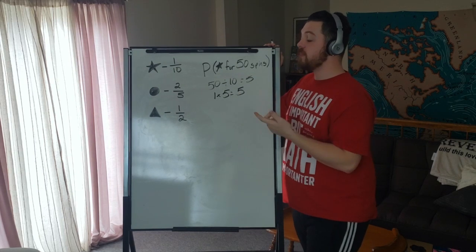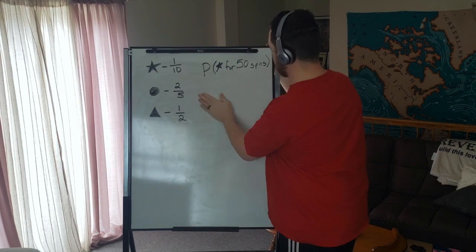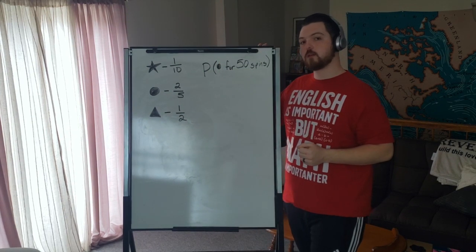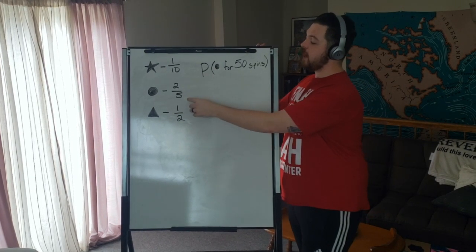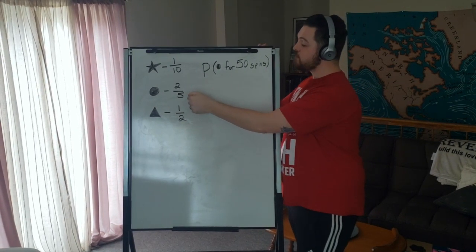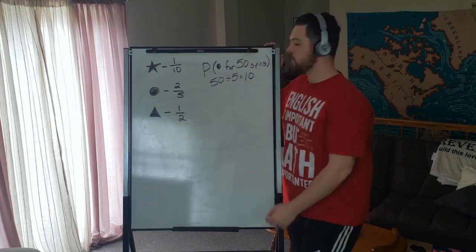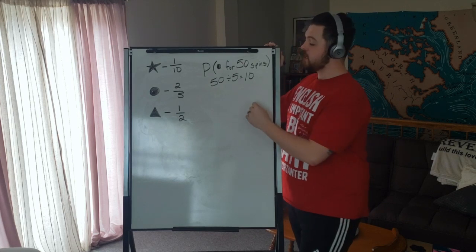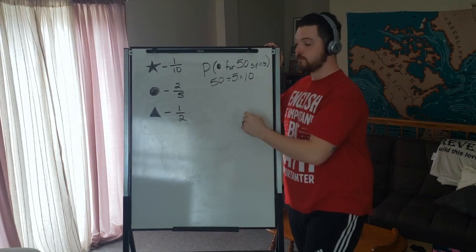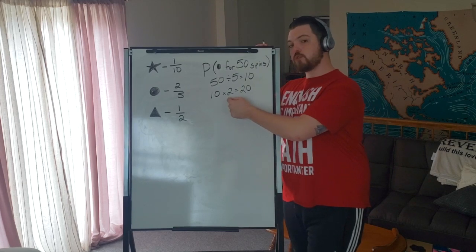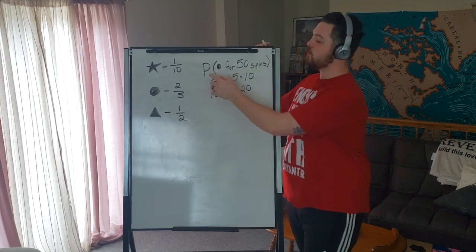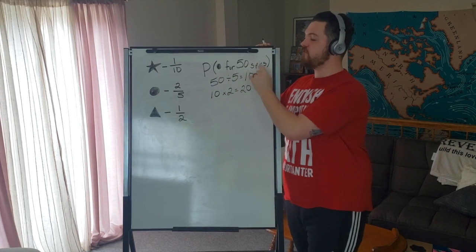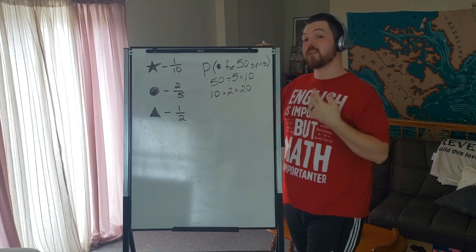So let's do the same thing, but this time using the circle. So now I want to think, what's the probability for landing on a circle for 50 spins? My probability is 2/5. I need to think, how many times does 5 go into 50? So we know that 5 goes into 50 10 times. My next step is to do 10 times 2. Well, 10 times 2 gives me 20. This means that the probability for landing on a circle for 50 spins is 20 times. So out of 50 spins, I might land on the circle 20 times.